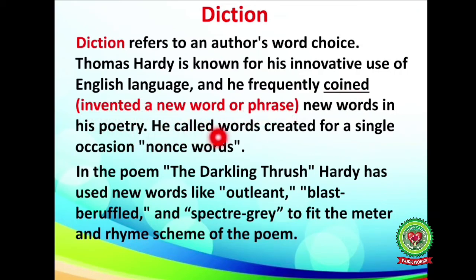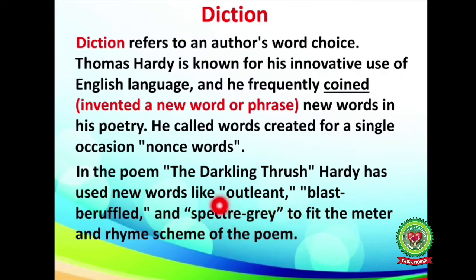He called words created for a single occasion nonce words. So children, Thomas Hardy often created new words to use in his poems, and he named these words nonce words. These words were used only once. In the poem The Darkling Thrush, Hardy has used new words like outleant, blast-beruffled, and spectre-grey to fit the meter and rhyme scheme of the poem.